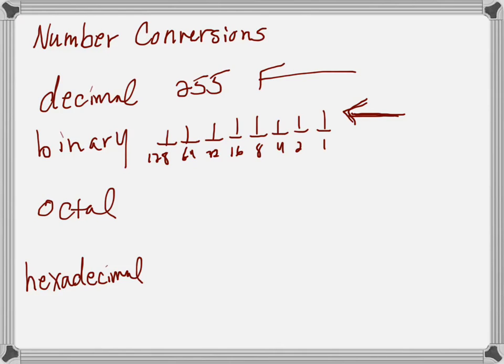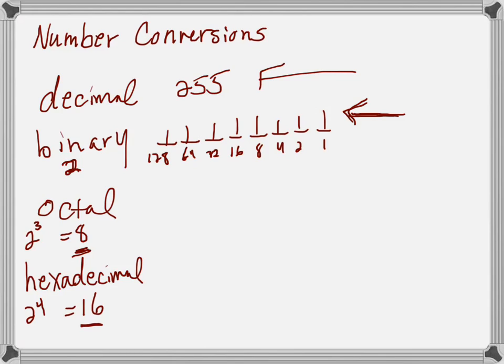Binary, remember, is base 2. Octal is base 8, and hexadecimal is base 16. But what's interesting is that these bases, 8 and 16, can be written in terms of base 2. What is 8? 8 is 2 to the 3rd power. And 16 is 2 to the 4th power. So these two bases can actually be written in terms of the binary base.